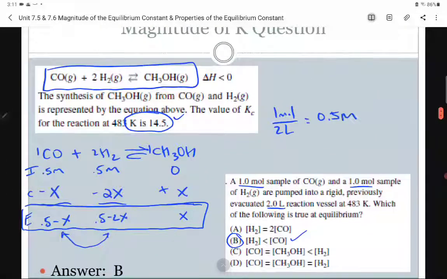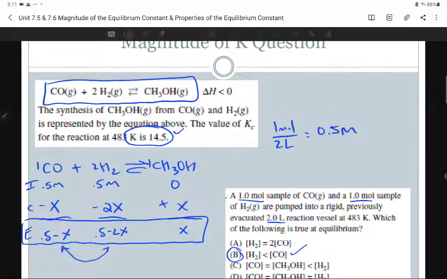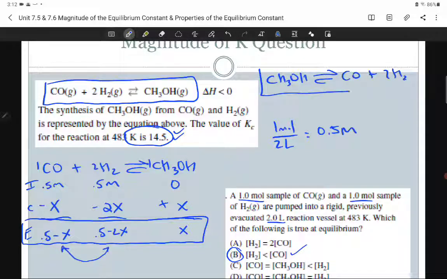So if we have CO plus 2H2 going to CH3OH, what would happen if we had CH3OH going to CO plus 2H2? Well, that K is going to be related to this reaction's K. It's just that instead of it being K, it's going to be 1 divided by K, the inverse. Why? Because we just flipped the reaction on its head there, and we made the reactants products and the products reactants.